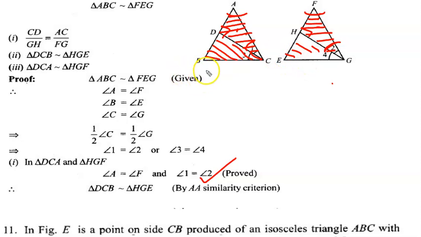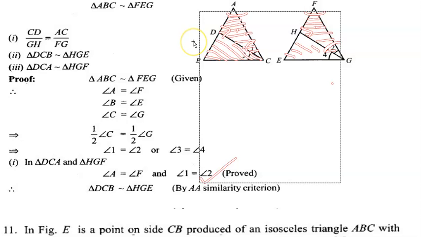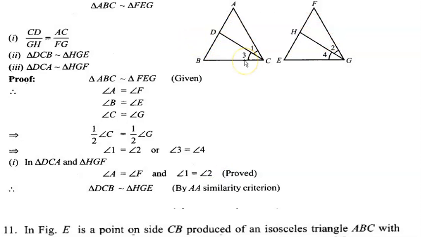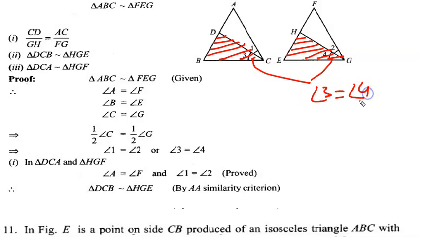Though it's the same, I will just give you some hint. When we take the second triangle, let me change the color. So we take this triangle and also this one. In this case, 3 is equal to 4 and B is equal to E.